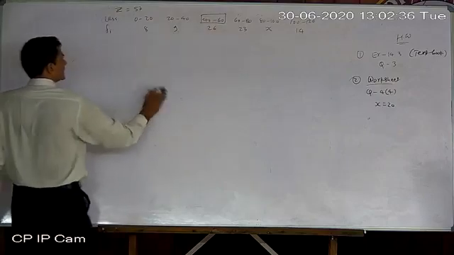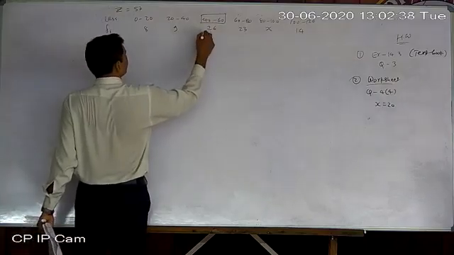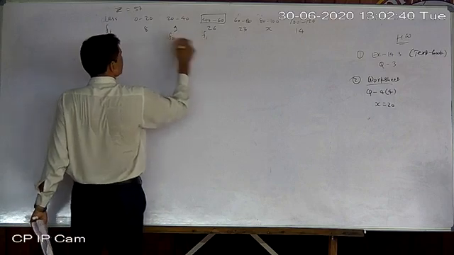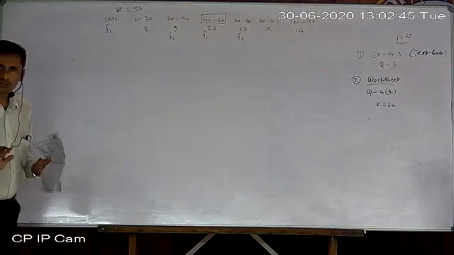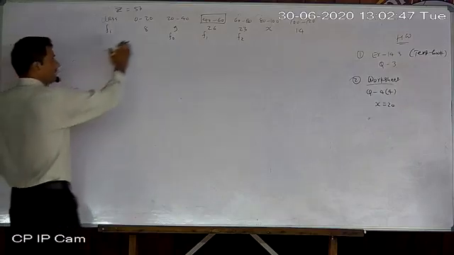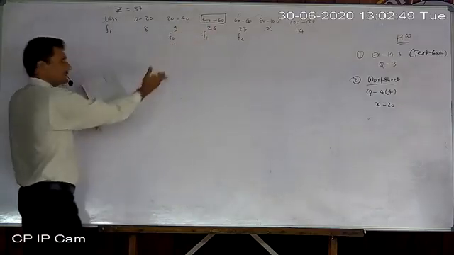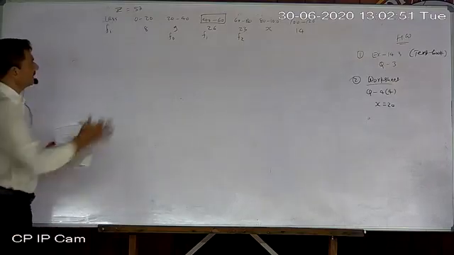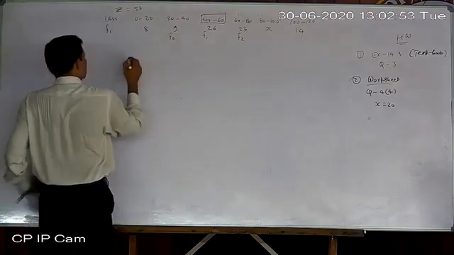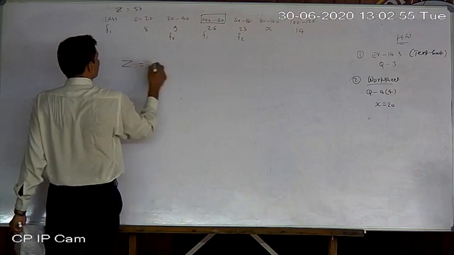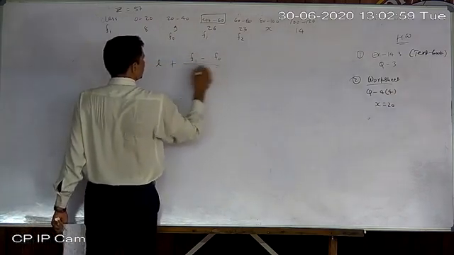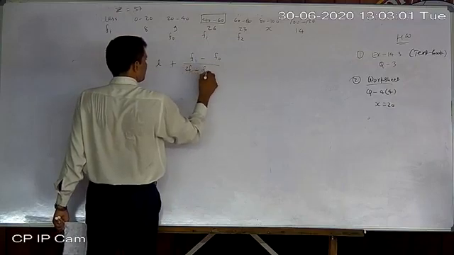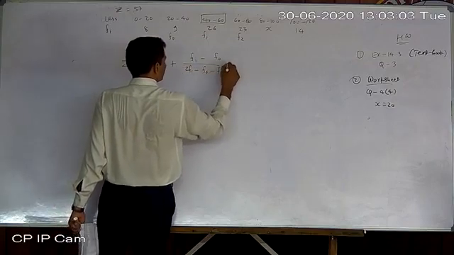So now directly start. This becomes our F1, this is F0, this is F2. This is not our table, we just wrote it in the question paper. You can write it also. Now directly start the formula of Z: L plus F1 minus F0 over 2F1 minus F0 minus F2, into H.